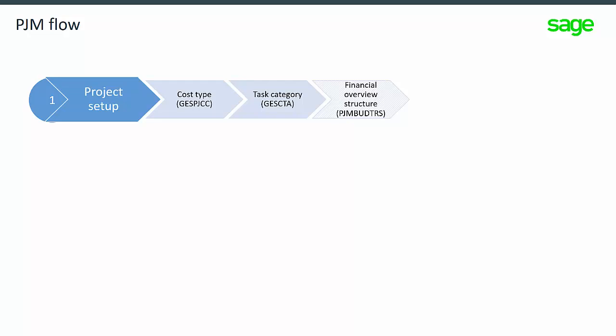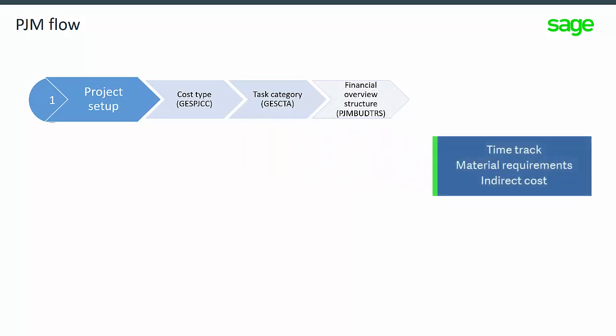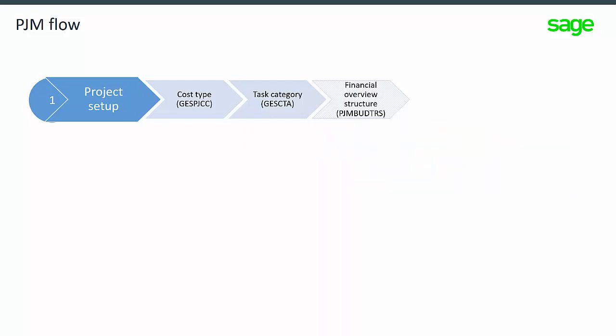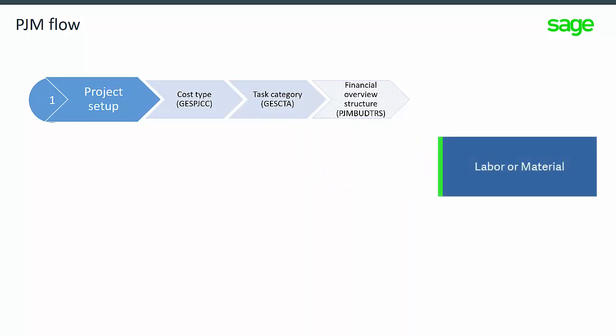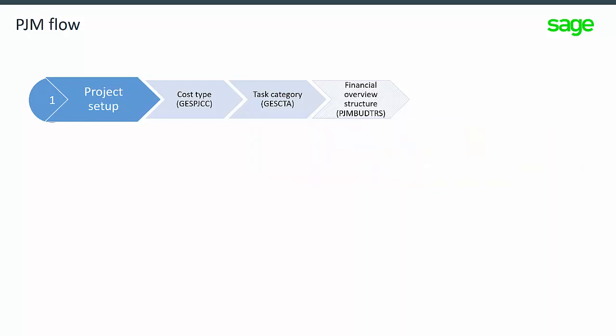There are 3 steps to project setup. Start by creating a cost type, which allows you to value the time tracked against the project, the material requirements, and the indirect cost. Then, create a task category for grouping tasks and to identify if the task is labor or material type. And finally, create a financial overview structure, which allows you to customize the information to take into account the financial project reporting requirements. This step is not mandatory if you are satisfied with the preset structure.